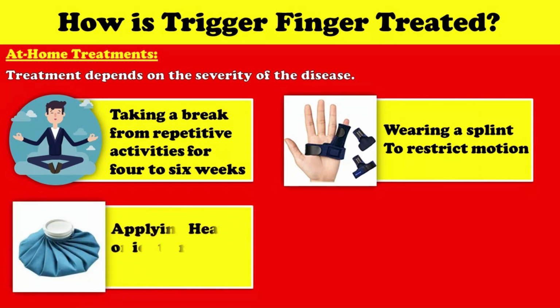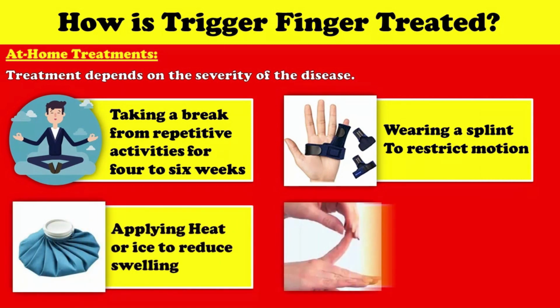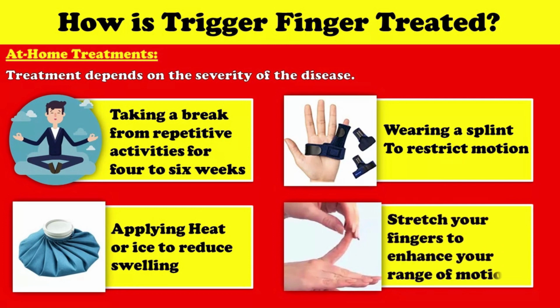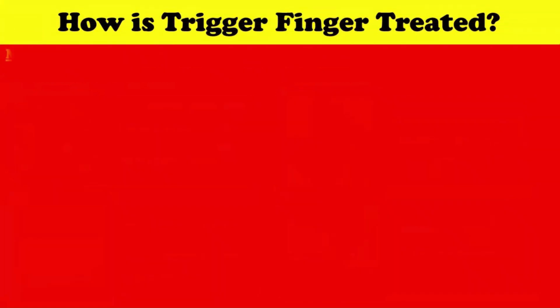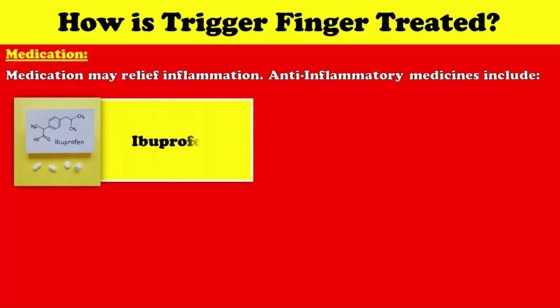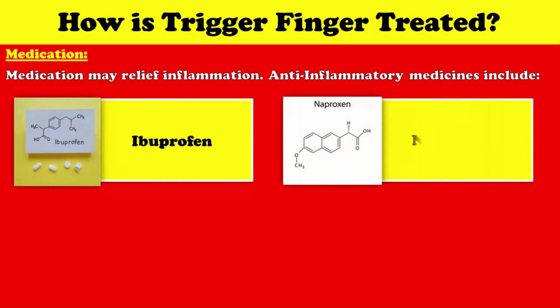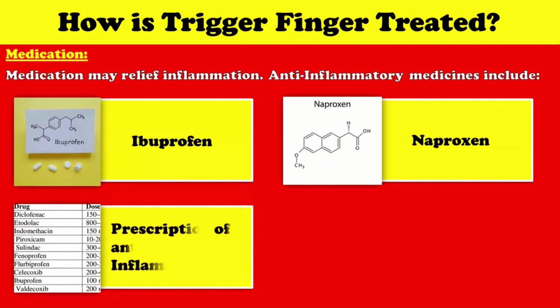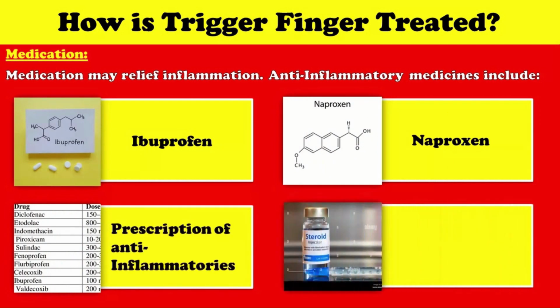You can also apply heat to reduce inflammation. Or you can improve its movement by creating flexibility in the fingers. You can also treat it with medicines, which are more effective. Pain relievers such as ibuprofen or naproxen can also be used if the pain is severe. Apart from this, anti-inflammatory drugs can be used, and due to excessive inflammation, steroid injections can also be given.